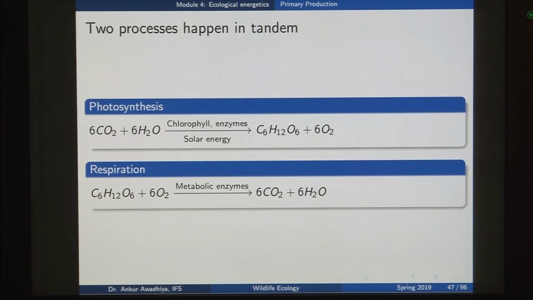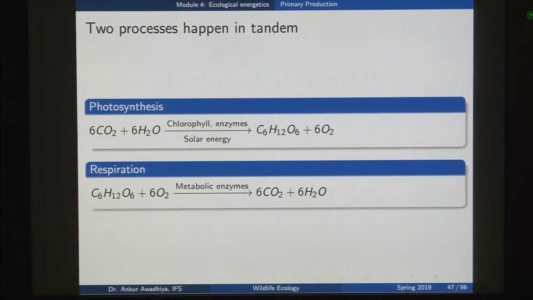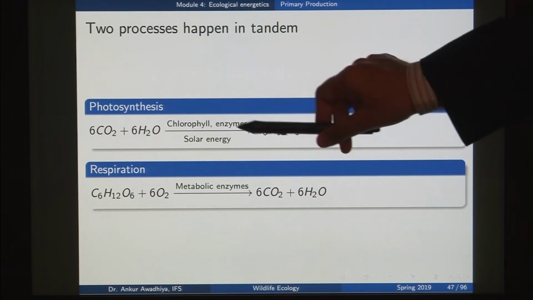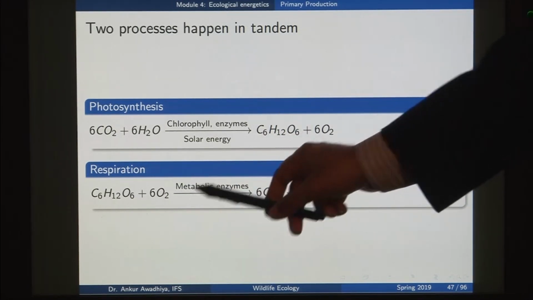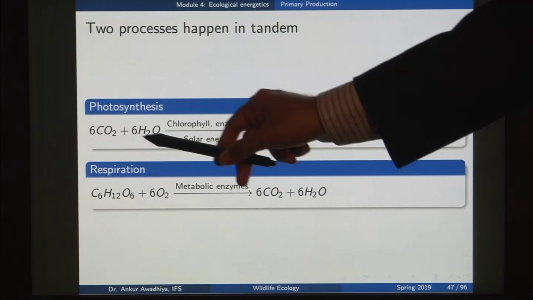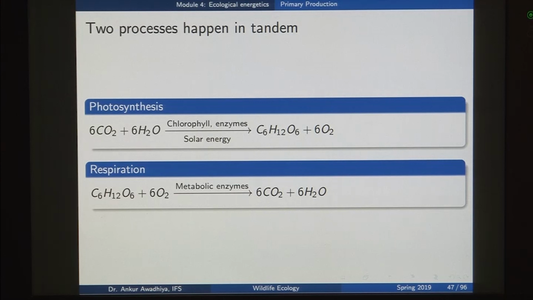Now, most of the cells of the plants, and also most of the cells present in animal bodies, are doing respiration. Respiration is a reverse process. In respiration, these molecules that were made by the plants are burnt to generate energy. So, when we talk about respiration, you can just invert this arrow. You will have glucose plus oxygen, and in the presence of metabolic enzymes, it gives you carbon dioxide and water, and the solar energy that was fixed in photosynthesis is then released in the form of energy molecules such as ATP.